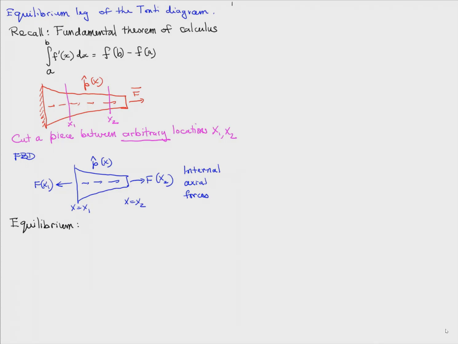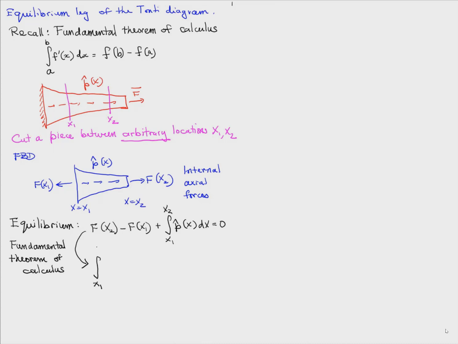So if we sum the forces, we get F of x2 minus F of x1 plus the integral from x1 to x2 of p hat of x dx equals 0. Now if we apply the fundamental theorem of calculus, F of x2 minus F of x1 can be written as the integral from x1 to x2 of F prime of x dx, and then plus the external force term. And because the integral is linear, we can bring the two terms together like this.